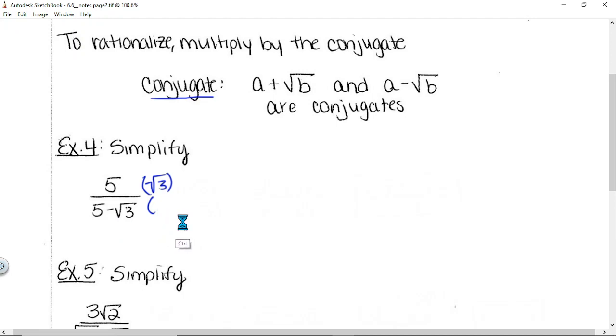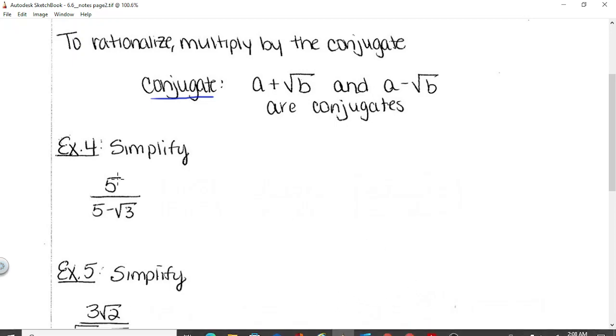The conjugate, though, will work. And let's just see how that plays out. So why don't we just do this over to the side, multiply out that denominator just so you see what happens. So we have 5 minus the square root of 3, and we're going to multiply that by the conjugate, which is 5 plus the square root of 3.